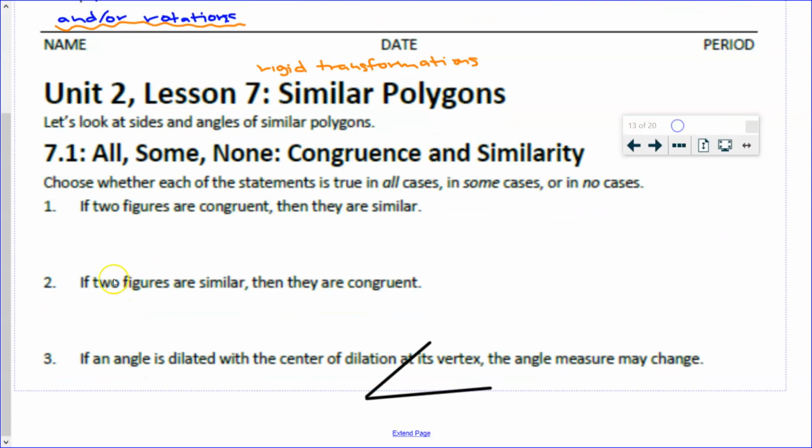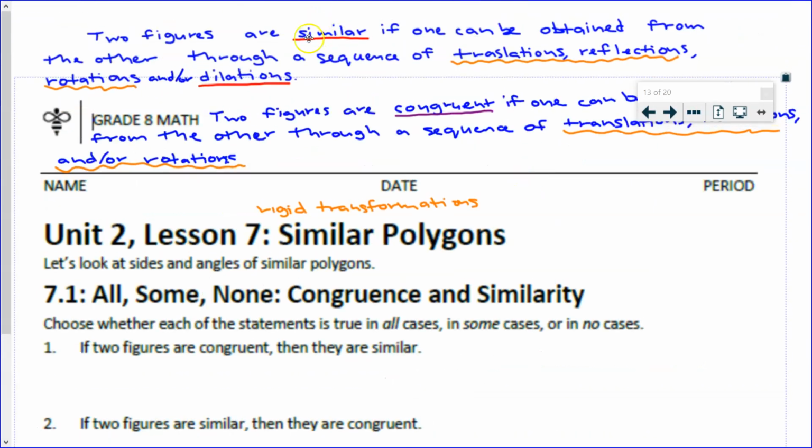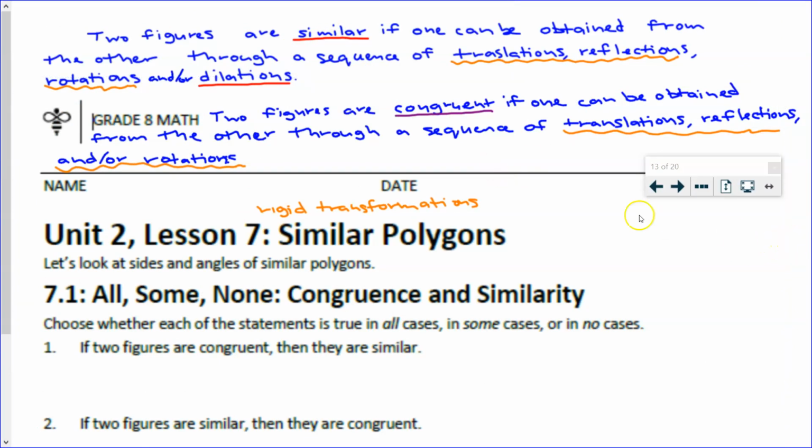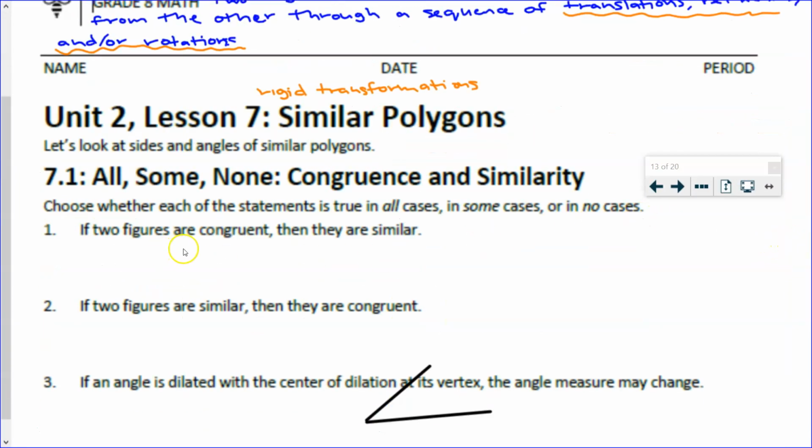If two figures are congruent, then they are similar. You need to identify, is that true in all cases, meaning always true? True in some cases, meaning sometimes true? Or true in no cases, meaning never true? We wrote down the definition of similar. We wrote down the definition of congruence. Now you need to decide, if two figures are congruent, then they are similar. Always, sometimes, never. 30-second discussion. Go.